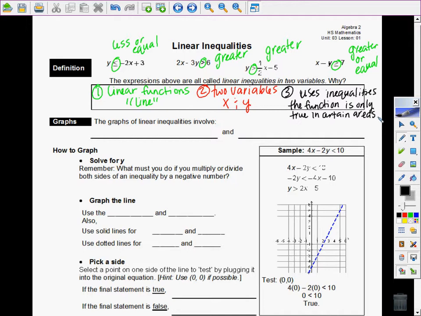All right. So when we graph a linear inequality, there are two key factors. Key factor number one is that there is a boundary line. And that's where the linear aspect of it comes from. Then the other part is shaded areas or regions, because it is only true in certain areas.